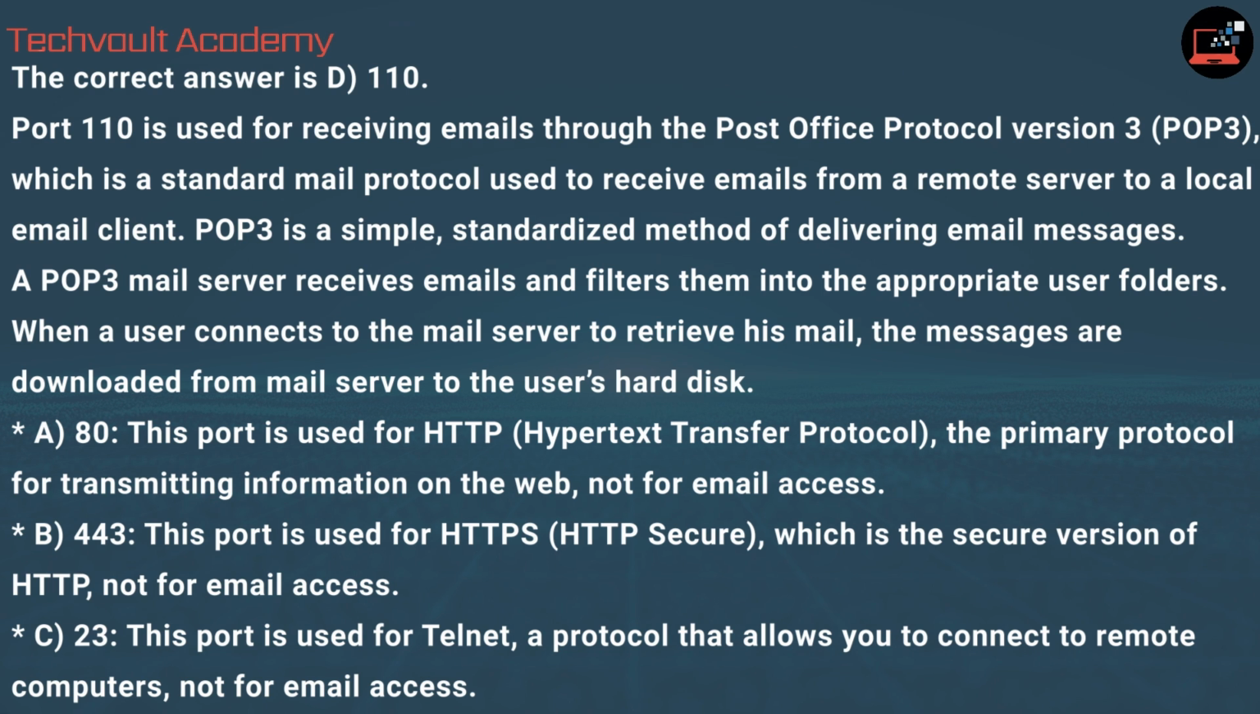A. 80. This port is used for HTTP, Hypertext Transfer Protocol, the primary protocol for transmitting information on the web, not for email access. B. 443. This port is used for HTTPS, HTTP Secure, which is the secure version of HTTP, not for email access. C. 23. This port is used for Telnet, a protocol that allows you to connect to remote computers, not for email access.